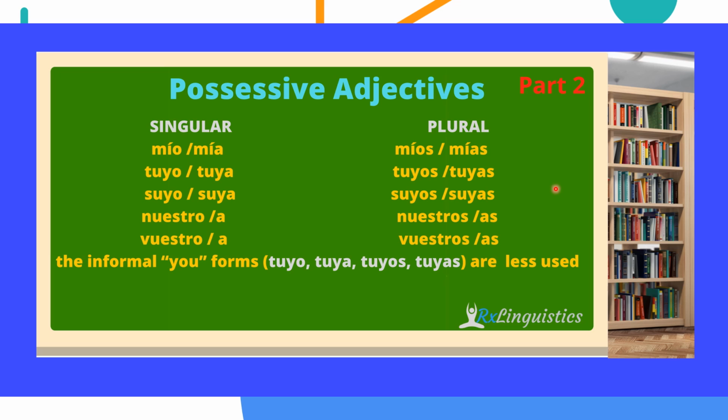But the major difference between the short and the long form possessive adjectives is their position in relation to the noun they describe or modify. The position of the short form is before the noun, and the position of the long form is after the noun. A few examples will show us.